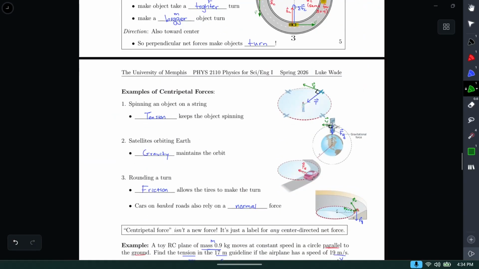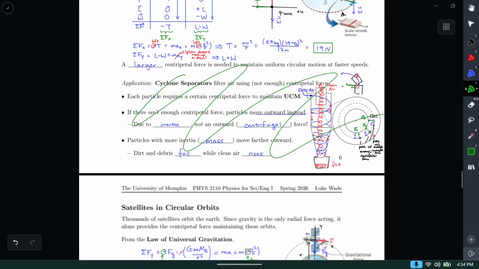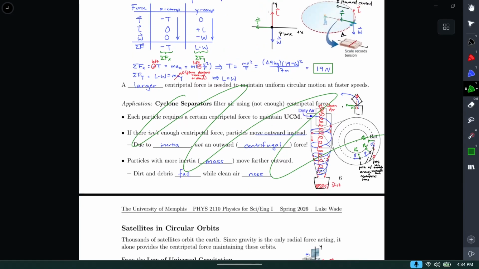But from the perspective of the one doing the turning, so you in your car, it sure feels like it. Sure feels like something's making you go that way. But what it actually is, your body just likes to go in straight lines, wants to do that due to its inertia, and you really have no say in the matter. So centrifugal force is not real in the sense that it's actually just you don't have enough centripetal force to do the turn you want to do.